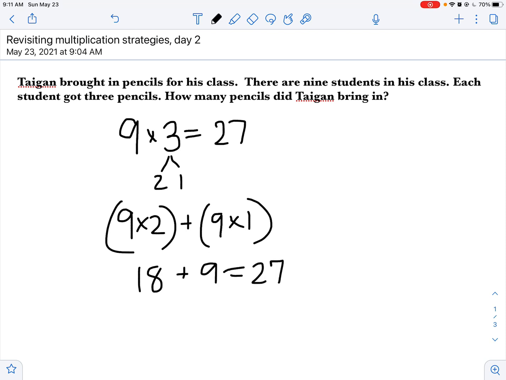Okay? And then you're going to write your statement. Tegan brought in 27 pencils. Remembering your capitals and your periods. So that's the pretty common one. You know, you brought in so many, or there are 10 kids at a birthday party and each kid got 2 cupcakes. How many cupcakes did they get?